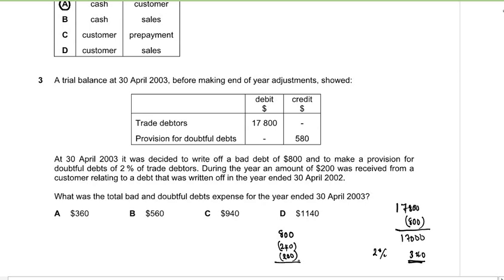So the net expense will be 800 minus the decrease minus the recovery that was made. So we end up with 360. So this is the amount that we are going to recognize as an expense in our income statement, and 360 is found at A. Right, moving on.